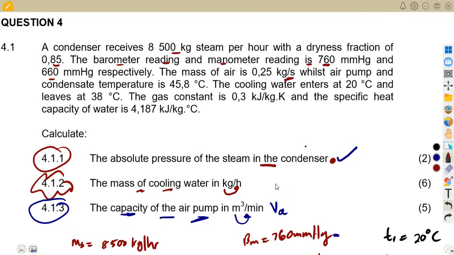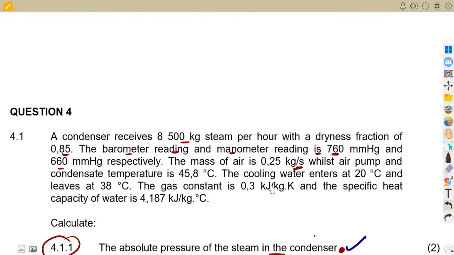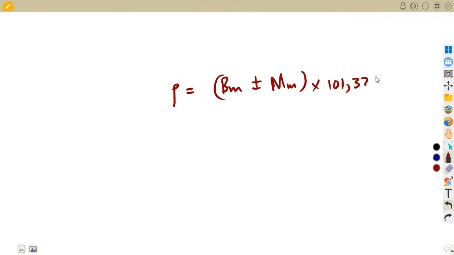So also make sure you watch the videos on the calorimeters so that you check the difference on the pressure concept. All right, on the calorimeter, we are going to find our pressure being added. On the condenser, we are going to subtract, because in the formula sheet, you're just going to be given the formula as P equals Bm plus or minus mm, which is the manometer reading, times 101.325 over 760.